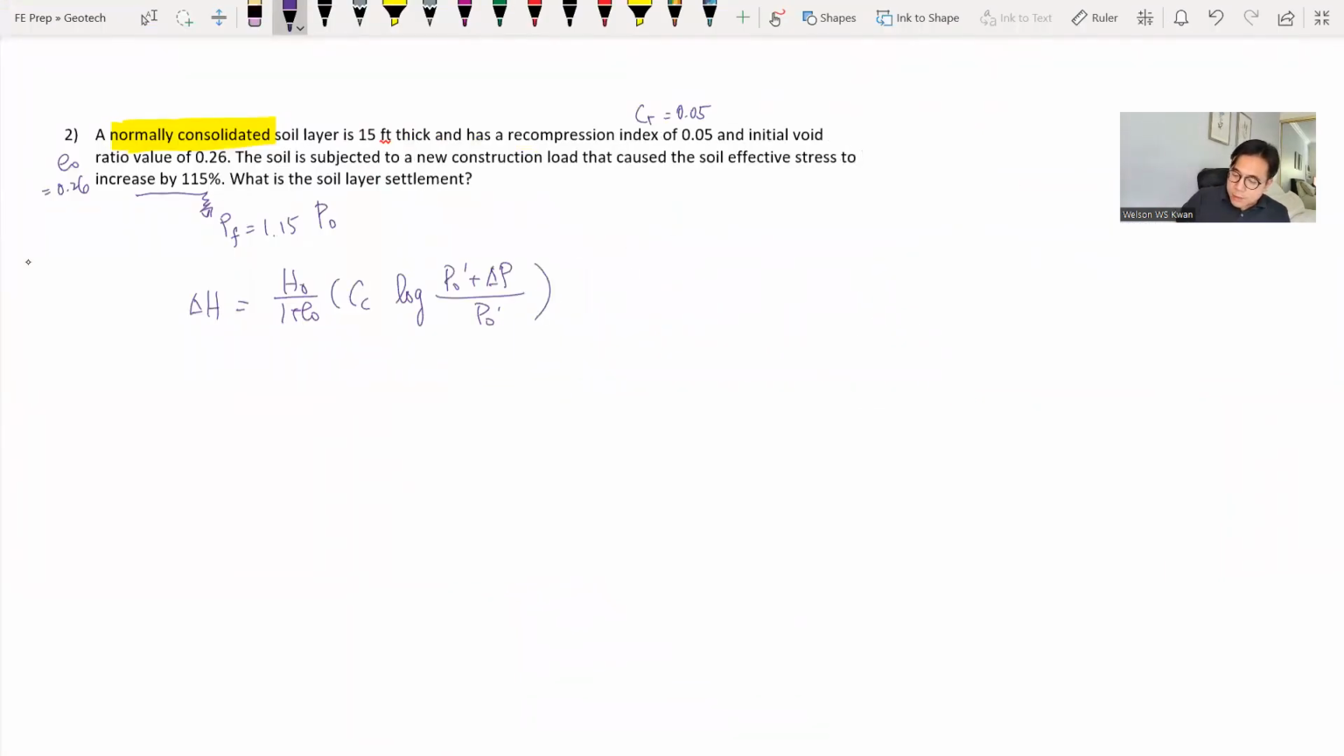Again, next we plug in all the information. So the H naught for this case is 15 feet.